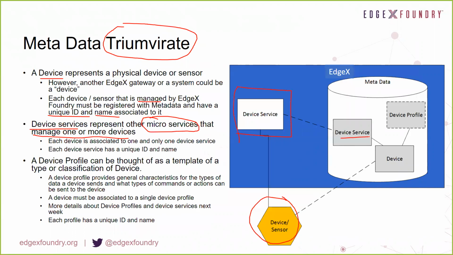So this is how metadata kind of keeps track of which devices are out there, which device services they are associated to. And lastly, we have what's called a device profile. What is a device profile? For those who come from, say, an object programming language environment, think of a device profile as being a class where a device is the object instance that's made from the class.